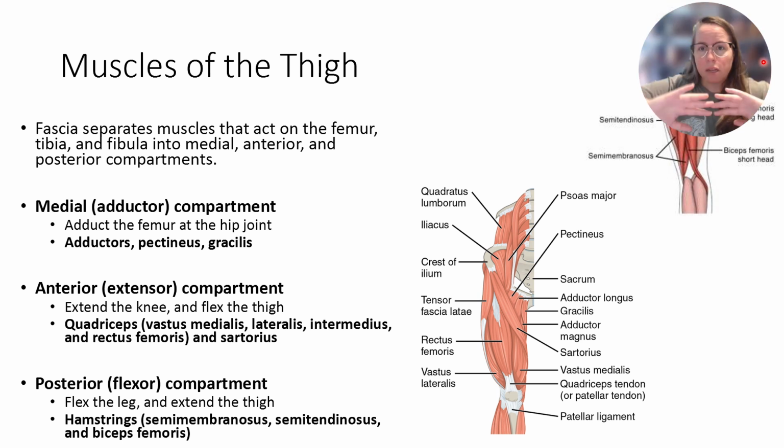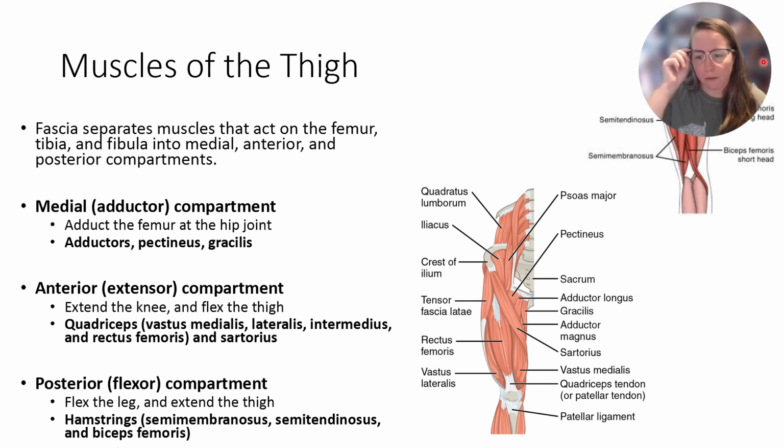Now, if we go to the front of the thigh, this is where we have our quadriceps. It's a group of 4 muscles, the vastus lateralis, intermedius, and medialis, along with your rectus femoris. The main action of these muscles is to extend your knee, so to straighten your knee, but the rectus femoris and sartorius are also going to cross the hip joint. And since they're on the front of the body, they're going to flex the thigh. So they'll bring your knee up higher. So they'll help flex that thigh.